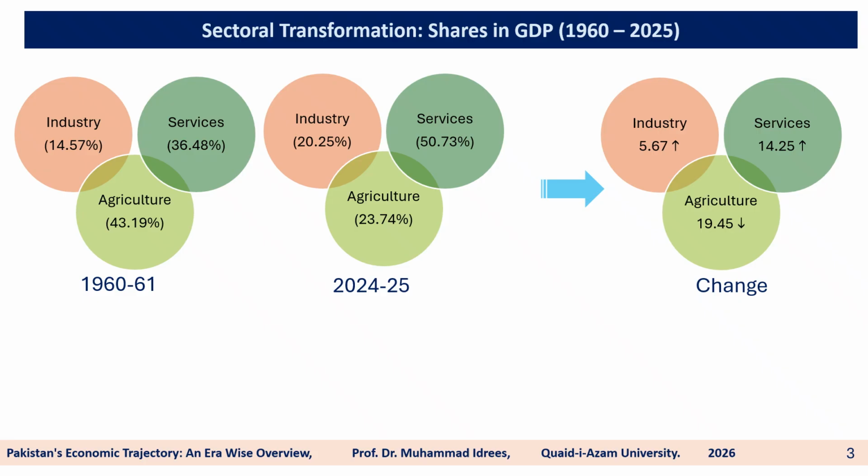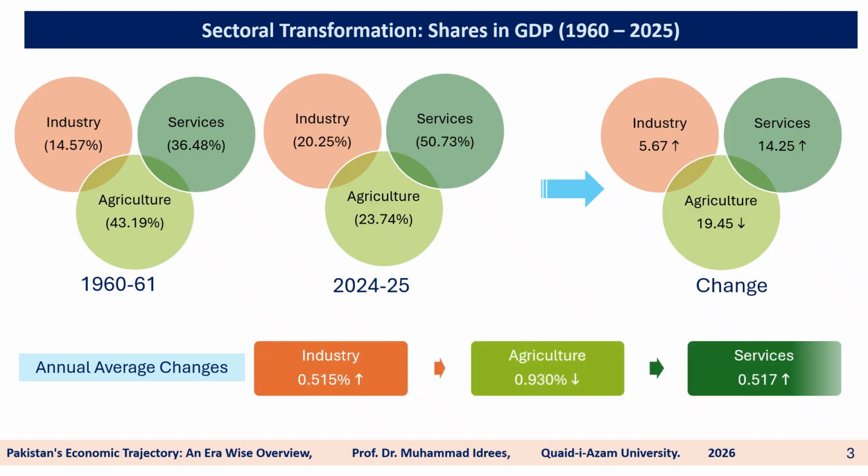So during this period of about 65 years, the share of industrial sector has increased by 5.67%. The share of services sector has increased by 14.25%, and the share of agriculture sector has reduced by 19.45%. Let's talk about annual average changes.